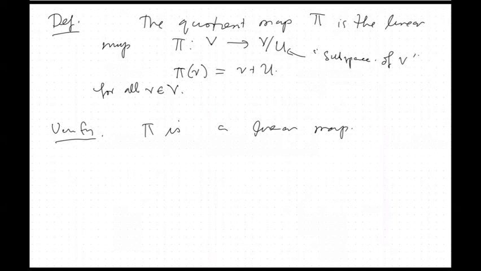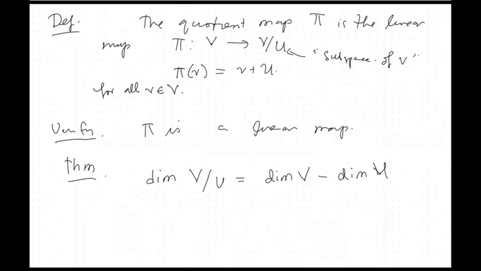well-defined linear map. So let us state an important theorem, and that is the dimension of V modulo U is equal to the dimension of the vector space V minus the dimension of our vector subspace U. Okay, let us quickly prove this.